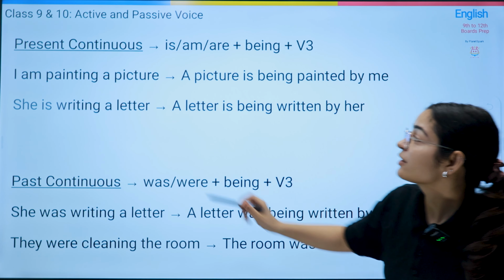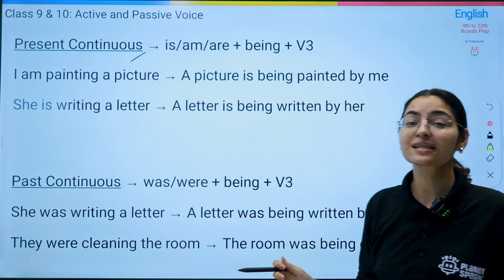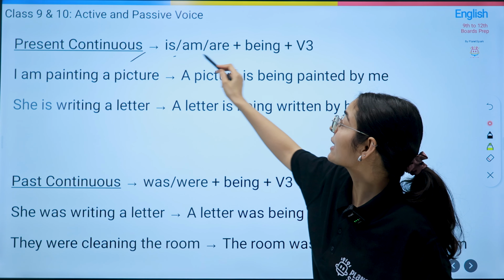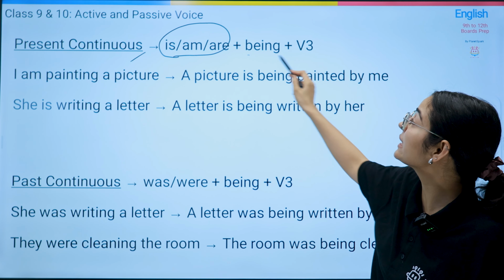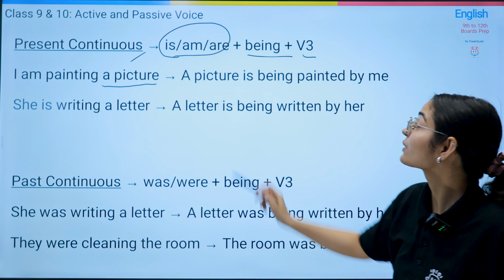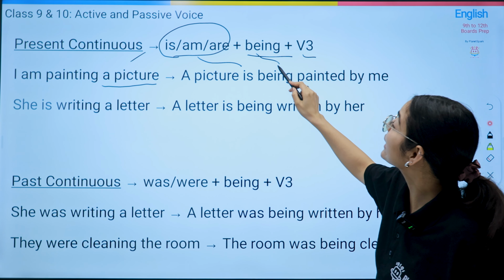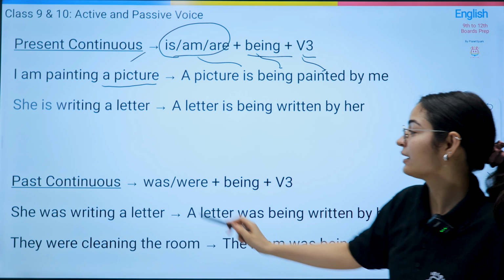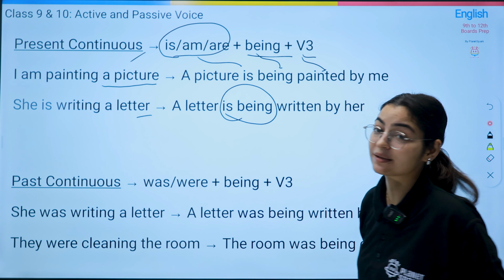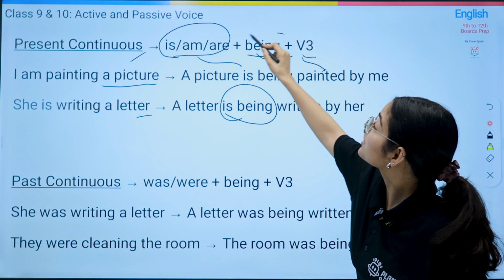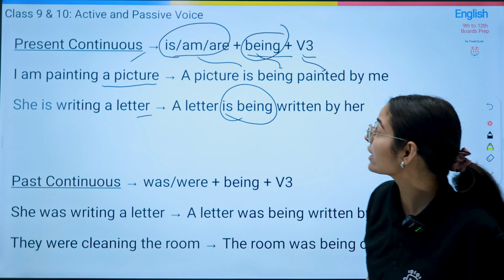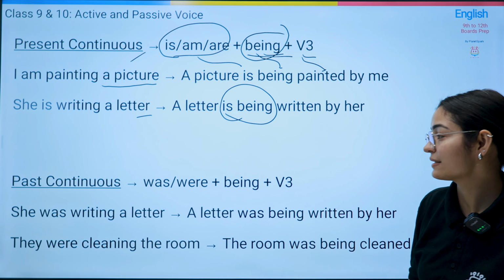Now, moving on to present continuous. Whenever a sentence is in present continuous and you again have to change it into passive voice, you will use is, am, are for the helping verbs, being, and the third form of verb. I am painting a picture. A picture is being painted by me. She is writing a letter. A letter is being written by her. So remember, being is used in present continuous tense. Whenever you are changing any sentence from active to passive voice, using being is very, very important.